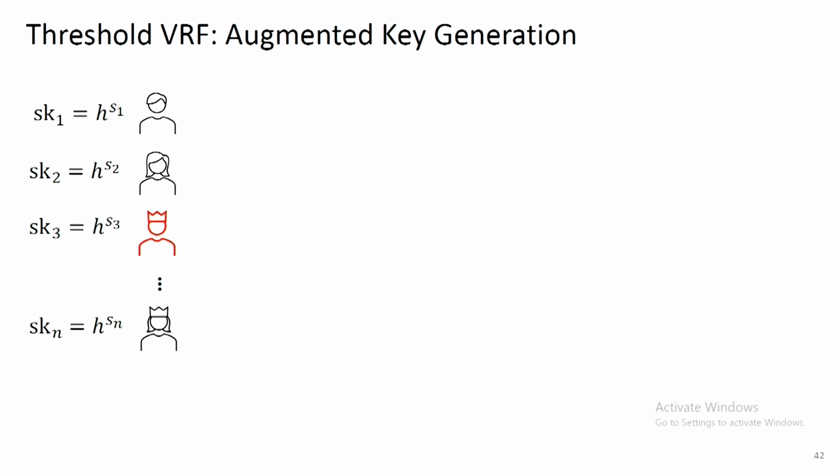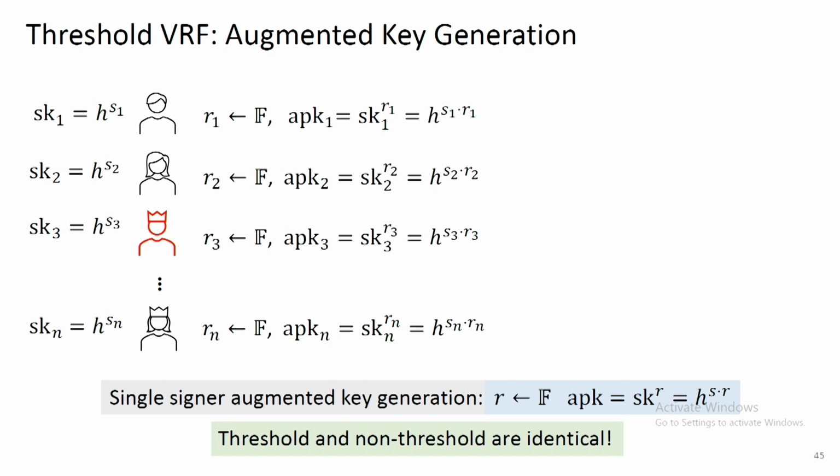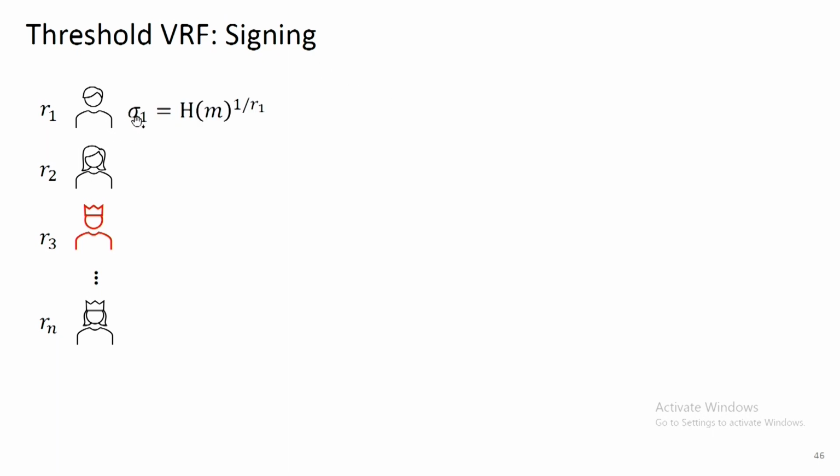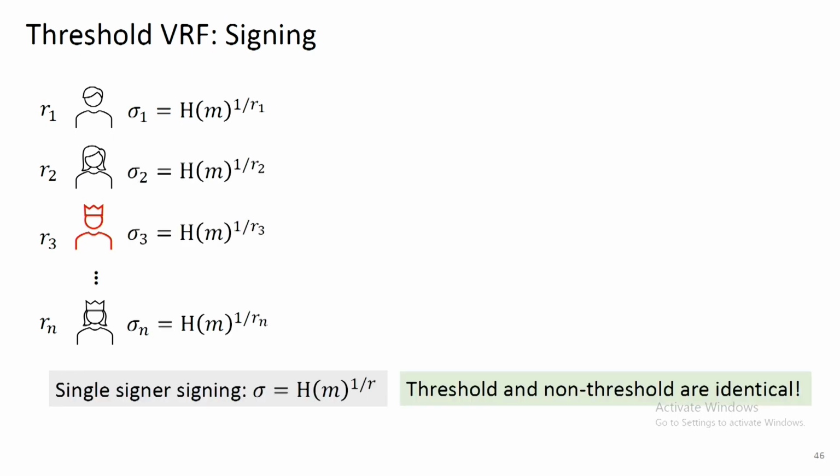And augmented key generation is also very similar. Each party samples a random value and computes this augmented public key by raising their secret key to this random value. So everybody will do this, and it's identical to the single signer case. Okay. So now what's the signing step? This is one of the crucial steps in our threshold VRF: each party uses hash of the message and raises it to 1 over R_i. Everybody will do this. And this is exactly identical to the non-threshold variant. So we are doing the threshold variant, except parties are using secret shares of the secret key instead of the secret key itself.